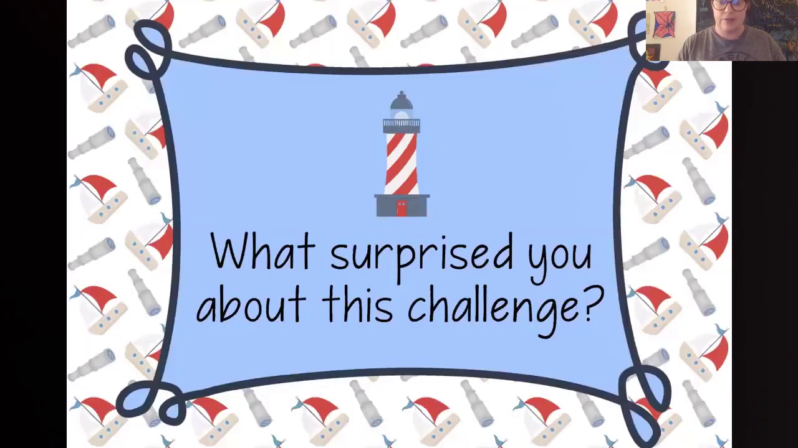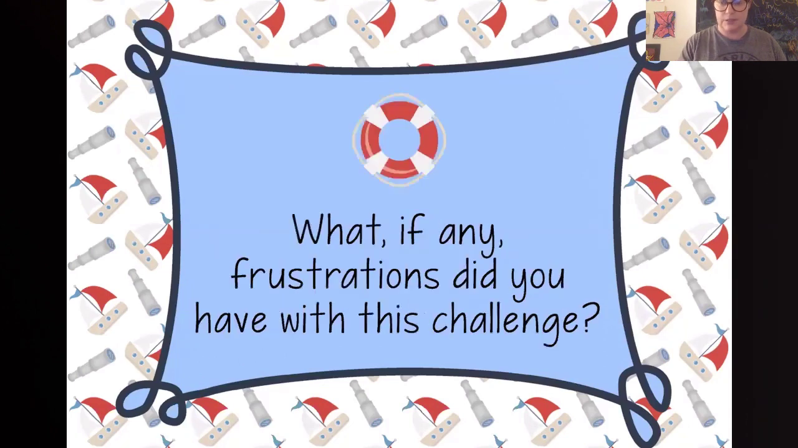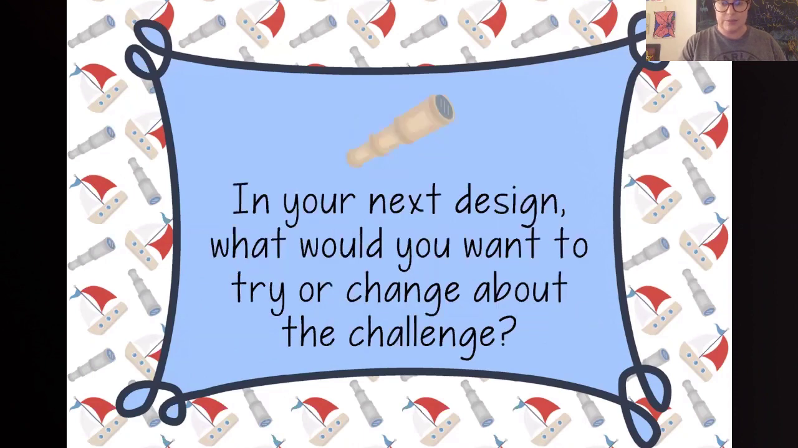And then Mrs. Hughes likes for you to go to Flipgrid and share your design with me. Here are some questions that I want you to think about sharing with me when you go to Flipgrid. What surprised you about this challenge? What, if any, frustrations did you have? In your next design, what would you want to try or change about the challenge? Look back at those criteria and constraints. Would you change those?